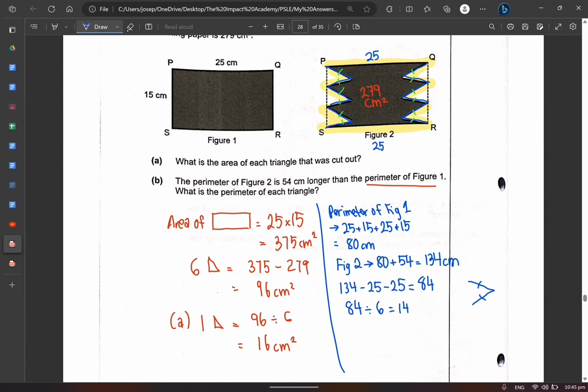Now, the question is not asking us for just these two. The question is asking us for the perimeter of each triangle, which means I need the base as well. The base over here, I know the whole thing, in figure number 1, it tells me that it's 15. Because they are all the same, each side will be 5, 10, 15. Since I know that this and this is 14 and this is 5, isn't it true that the perimeter of each triangle will then be 14 plus 5? Therefore my answer for this question has to be 19 cm.